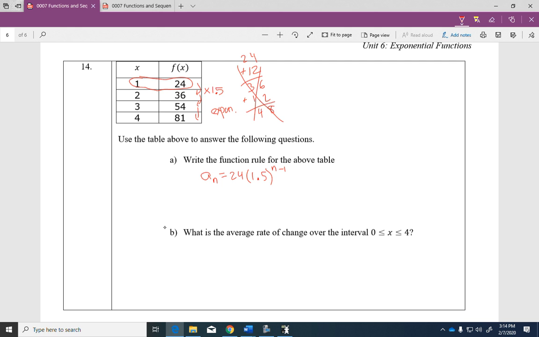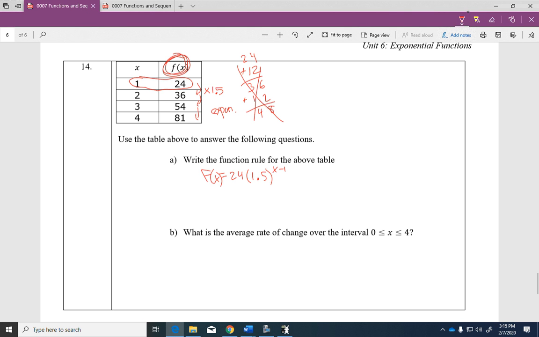Oops, it does say a function rule. I do see an f of x up there. I love it when I make mistakes and have to change something. I'm not allowed to call it a sub n. I have to call it f of x because that's what it says right here. And I can't use an n in my exponent. I have to use x.